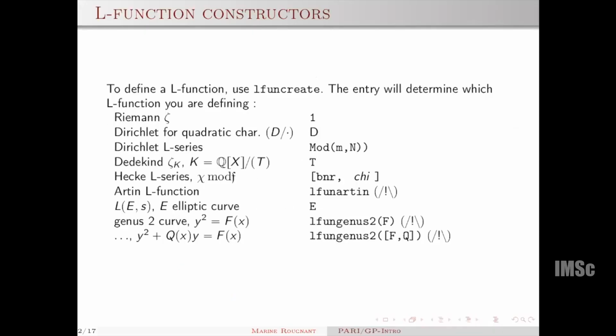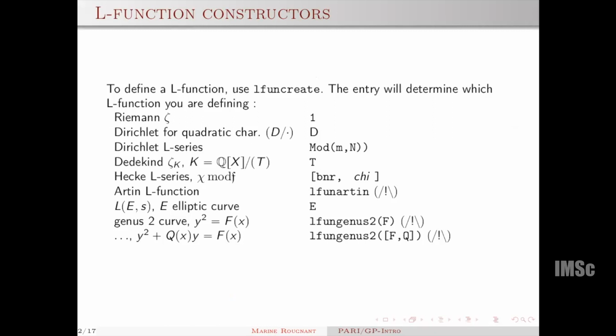So you have to know that in PARI, if you want to define an L function, you have only one function to remember, which is lfuncreate. With this function, the input will determine which kind of L function you are creating. If you just want the Riemann zeta function, just write lfuncreate of 1. Okay, this is the Riemann zeta function.